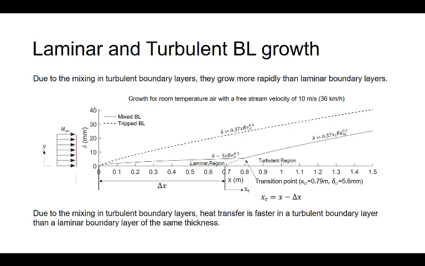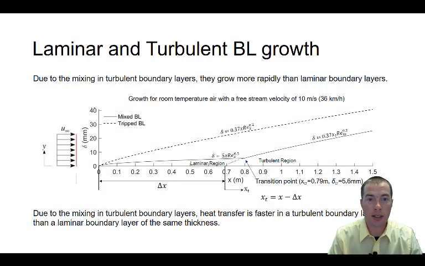Due to the mixing in turbulent boundary layers, momentum is transferred more quickly, and they grow more quickly. One might imagine that heat transfer is also faster in turbulent boundary layers due to the mixing, and this is the case. Heat transfer is faster in a turbulent boundary layer than a laminar boundary layer of the same thickness. This is the end of Lesson 16. Hopefully, you have a better understanding of what a boundary layer is, what the thickness of a boundary layer is, and how to calculate that thickness.